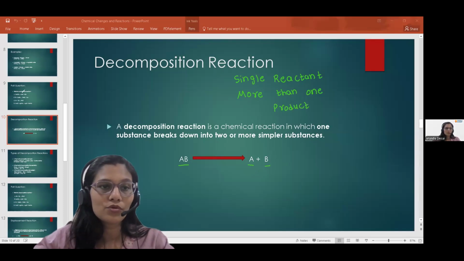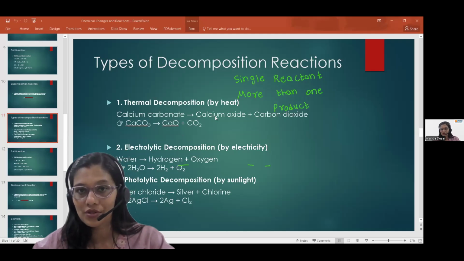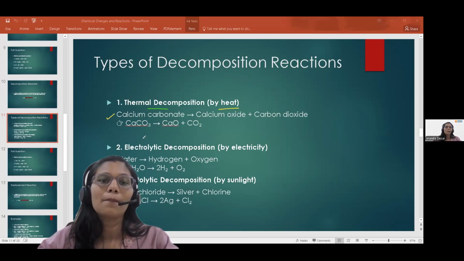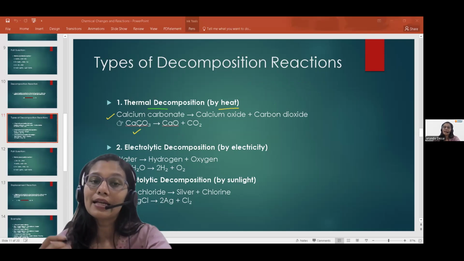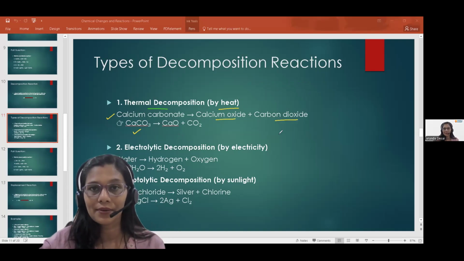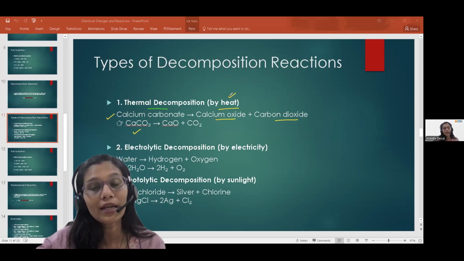Now this decomposition reaction is further classified. There are different types of decomposition reaction based on what is required to decompose a reactant. So the very first type is thermal decomposition. Thermal decomposition is the decomposition reaction which takes place in presence of heat. For example, calcium carbonate, when it is heated, breaks down into calcium oxide and carbon dioxide. So here this decomposition takes place in presence of heat. That is why it is said to be thermal decomposition.